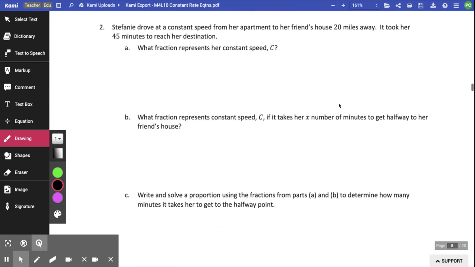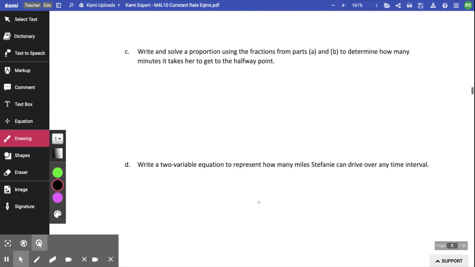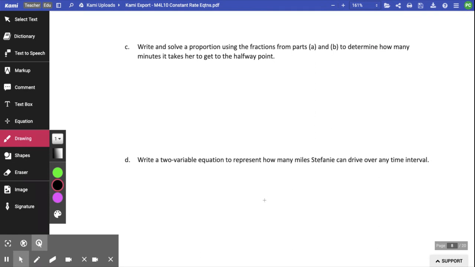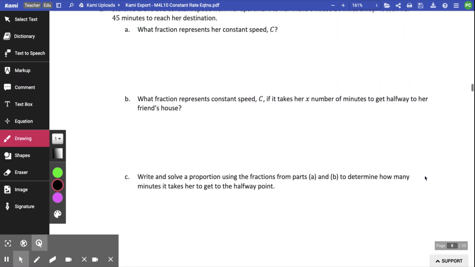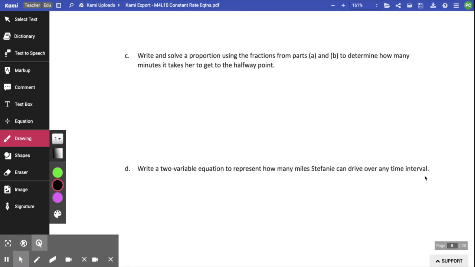Remember that the point of breaking this down into steps A, B, and C is to ultimately get to part D. So we want to know, how can we write a variable in 2 equations to represent somebody's constant rate so that we can figure out how much of an activity they can complete over any amount of time. So parts A, B, and C just help us get to part D.